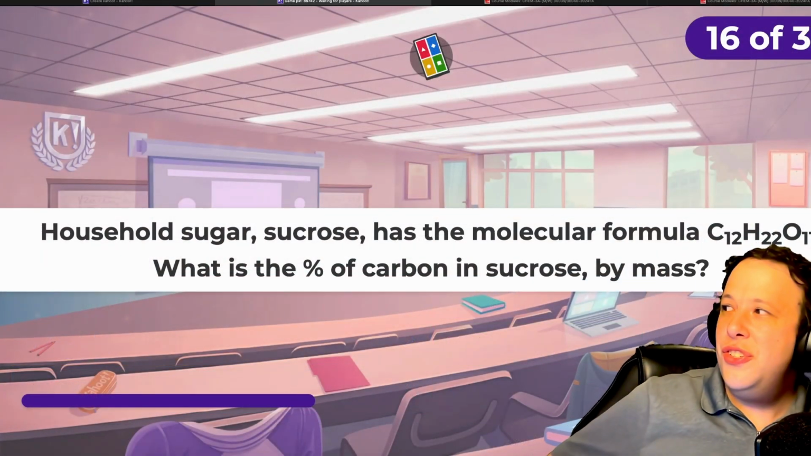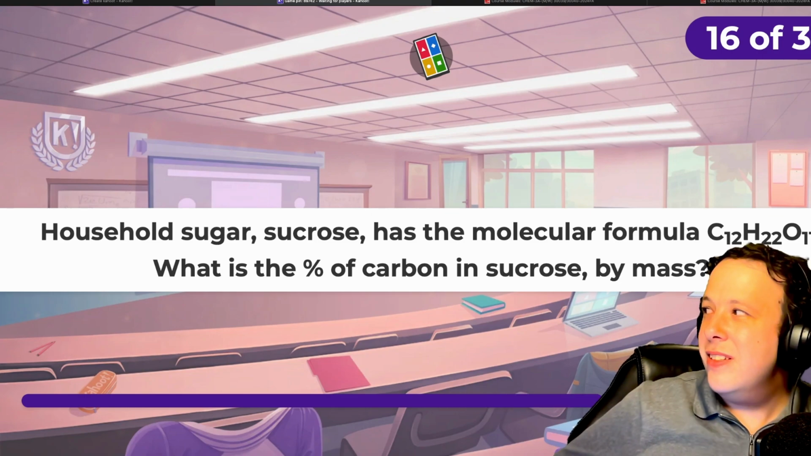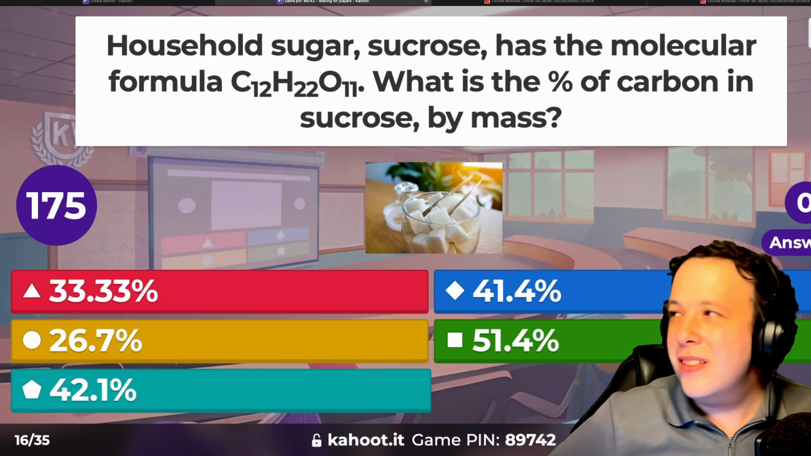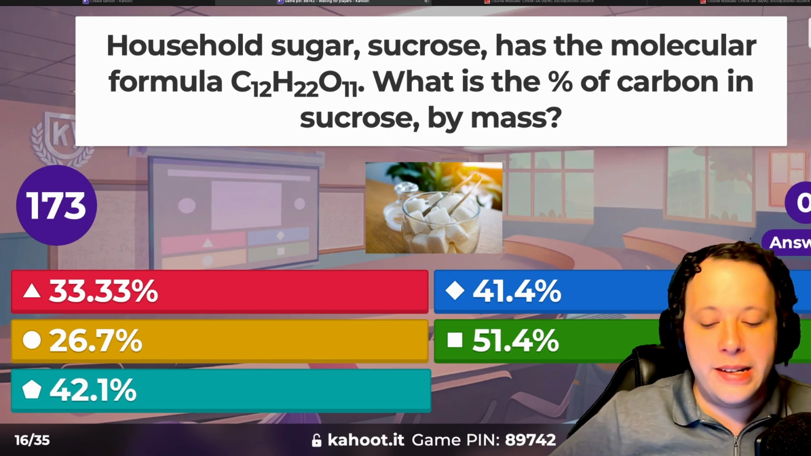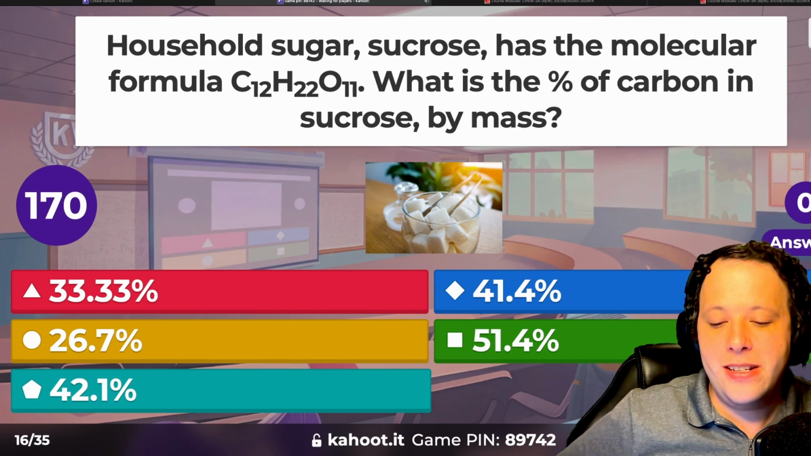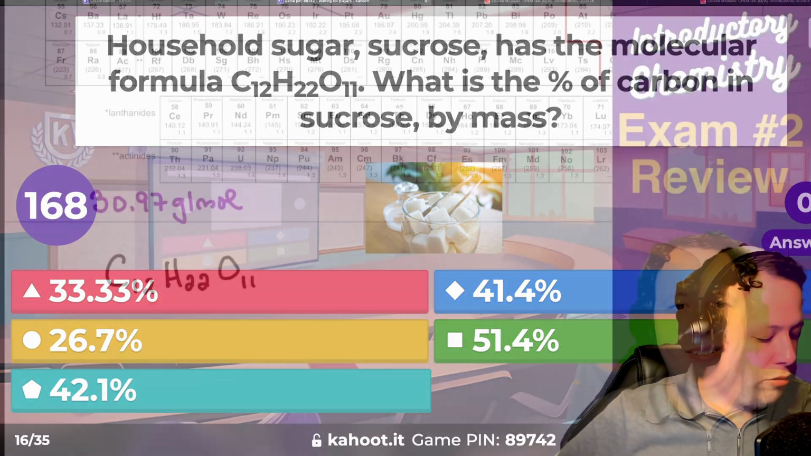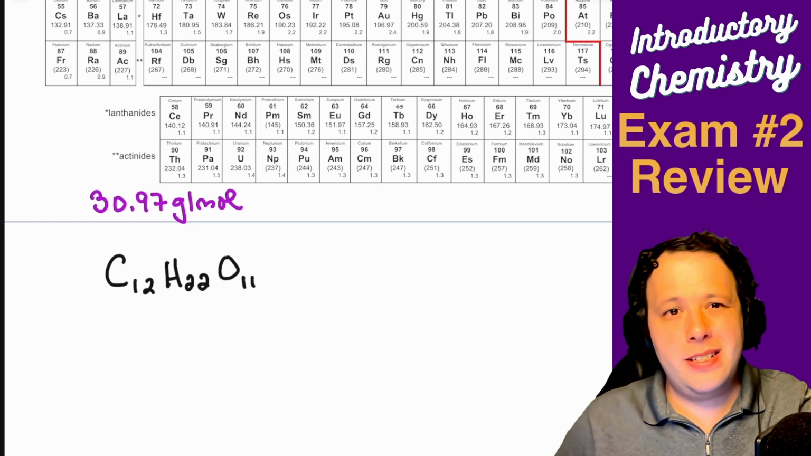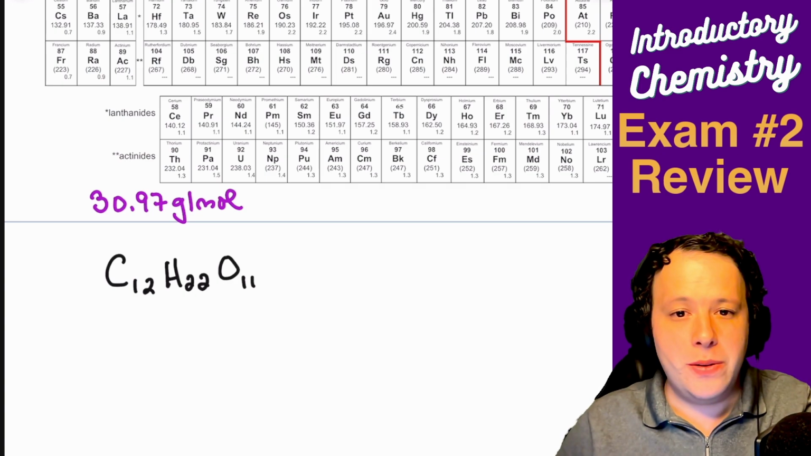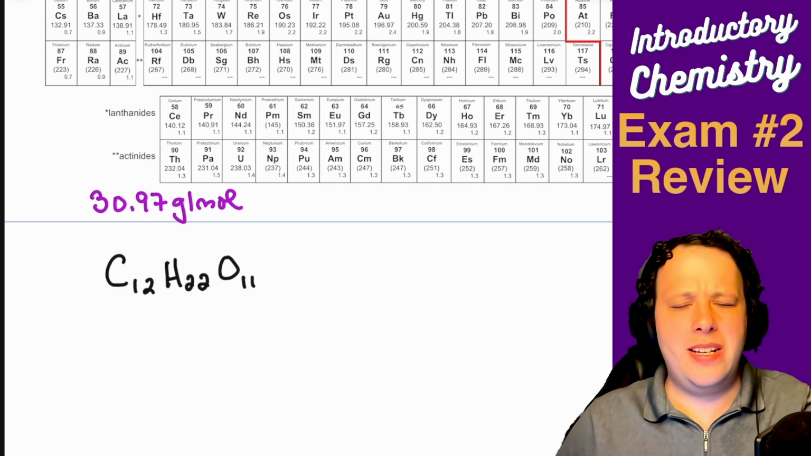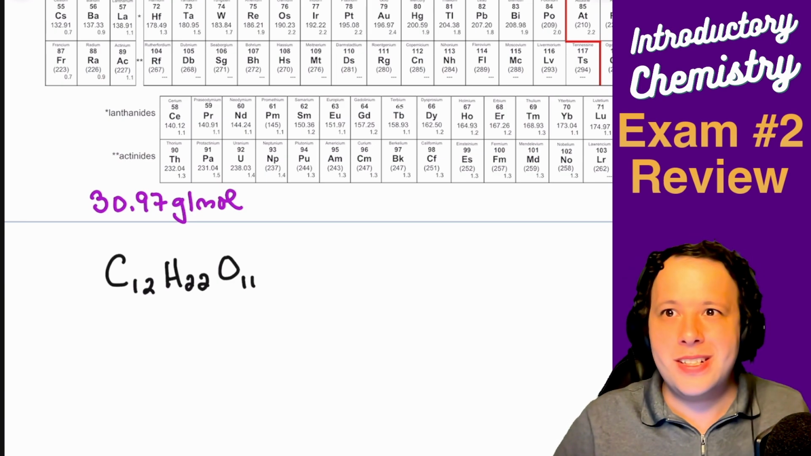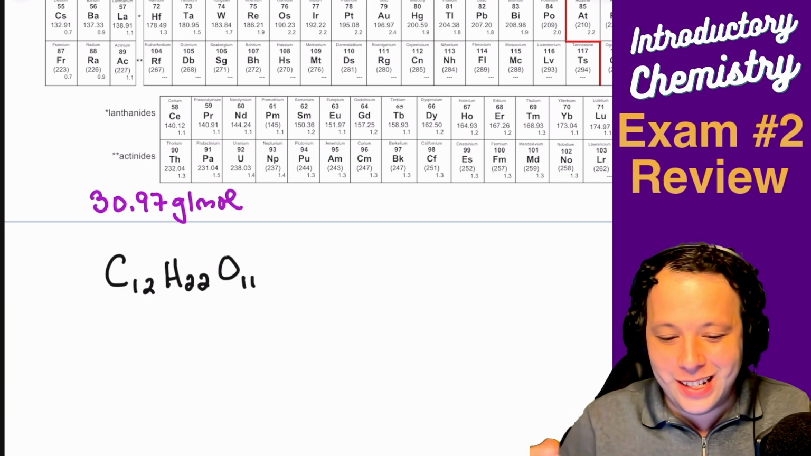Household sugar, sucrose, has a molecular formula of C12H22O11. What is the percent of carbon in sucrose by mass? Good job to those of you that got it. This one's actually a pretty tough one, to be honest. I think it's a long one, just because it involves a lot of looking up your molar masses and all that kind of stuff. So how do we do it, just in case you weren't sure how to do it or maybe just guessed?